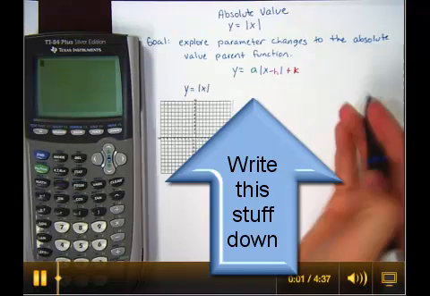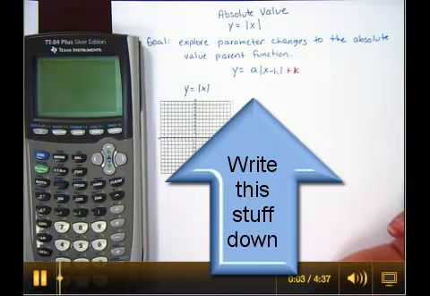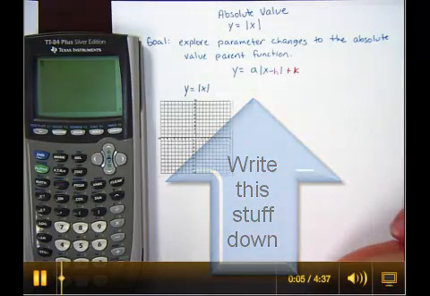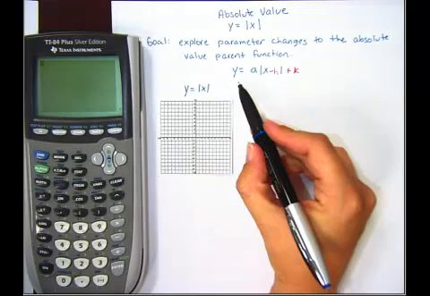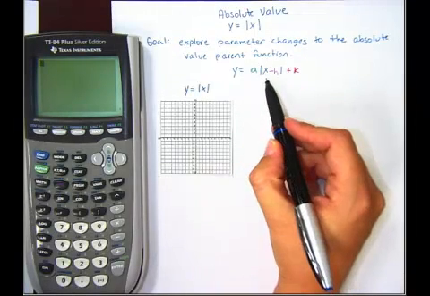Hello there. Today we're going to be talking about the absolute value function. We know that it's the equation y equals the absolute value of x. Our goal today is to explore the parameter changes to the absolute value function. We're going to look at the general form y equals a absolute value of x minus h plus k.